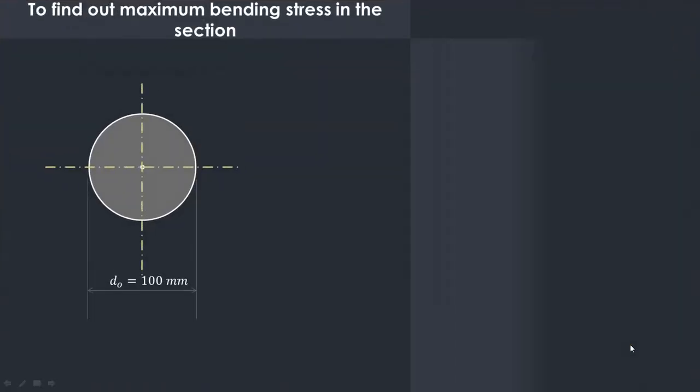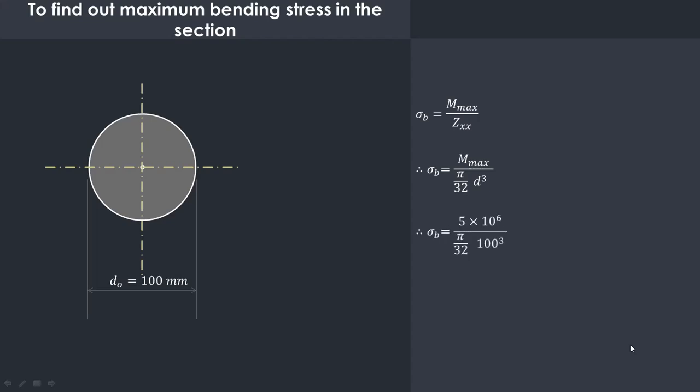Now the cross section of the beam is circular. So we can say that bending stress is given by M max divided by ZXX, where M max is maximum bending moment and ZXX is section modulus. For circular section, ZXX is given by pi by 32 d cube. Substitute the values. So maximum bending moment is 5 into 10 raised to 6 Newton mm.